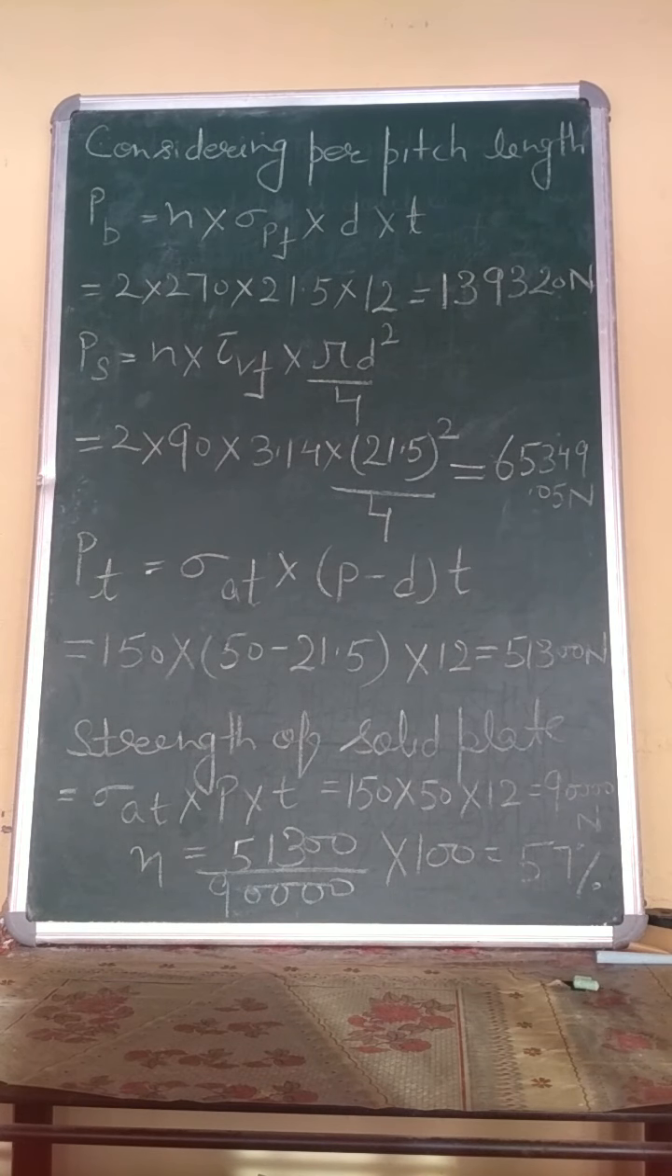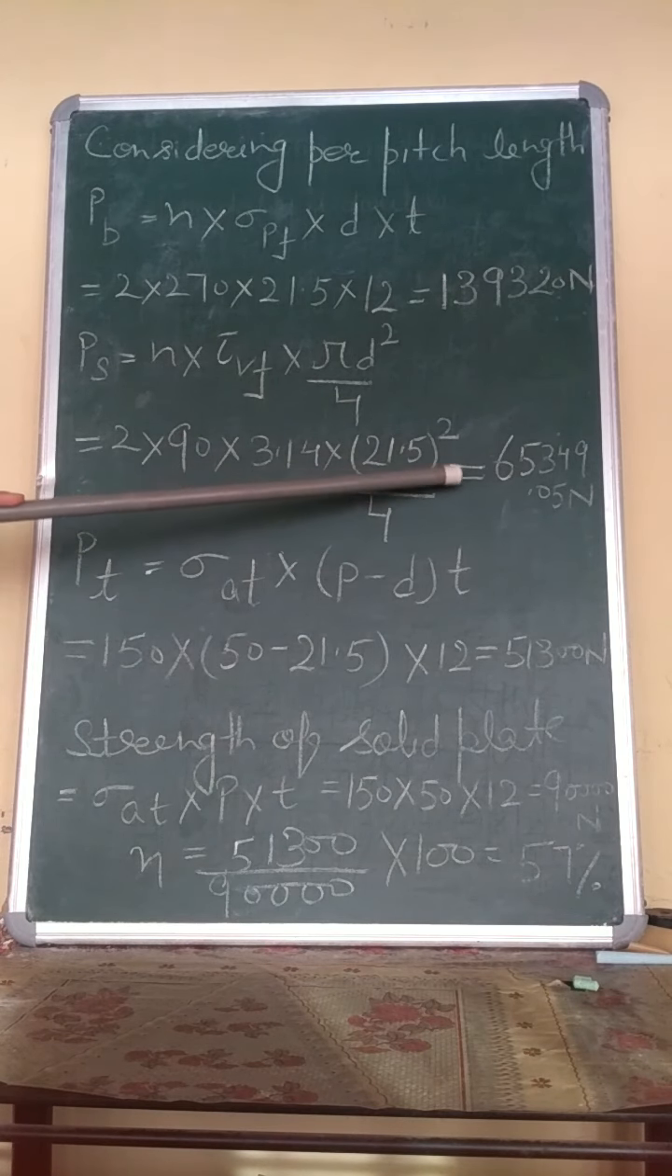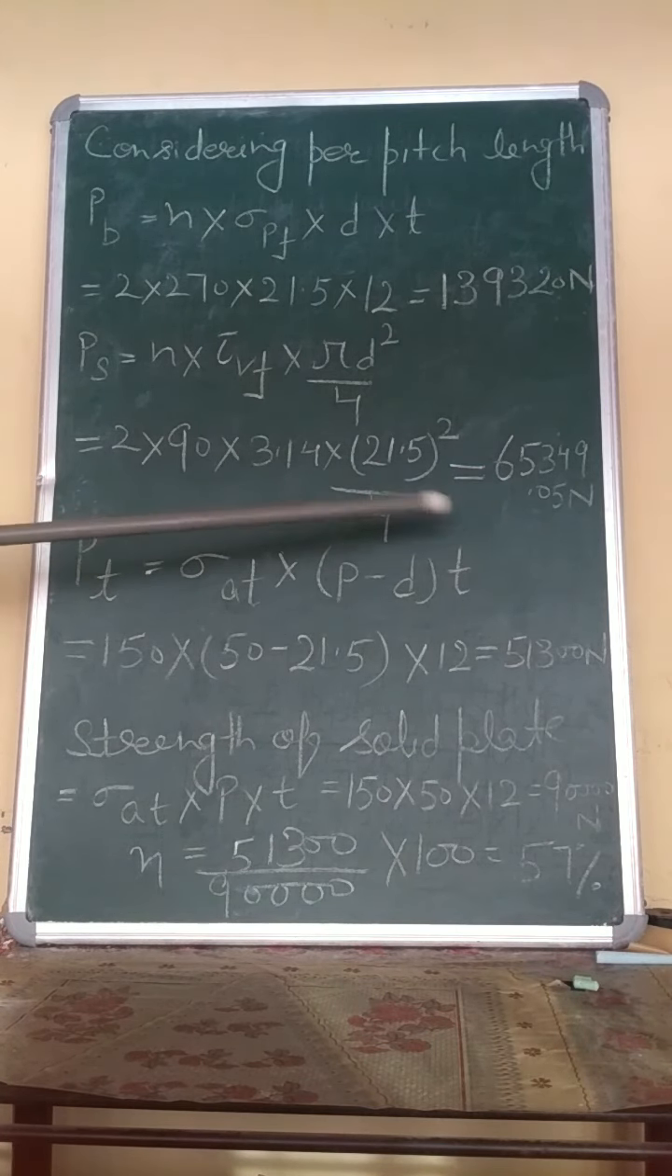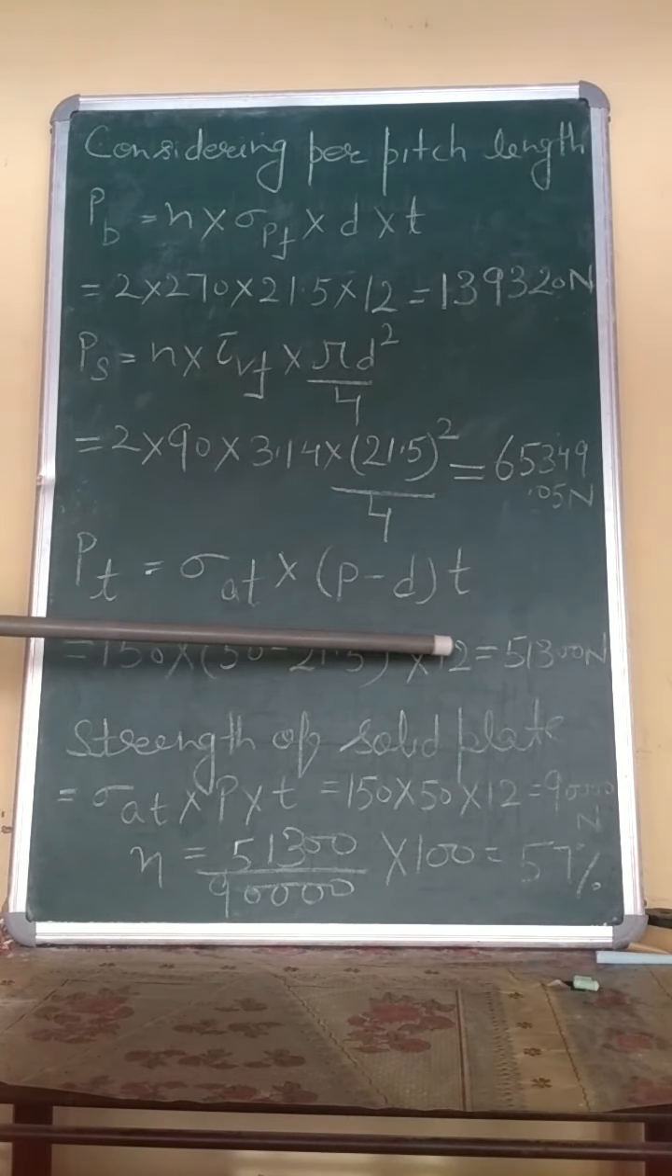Now, considering per pitch length, the bearing strength of the riveted joint PB is equal to N into sigma PF into D into T. Putting all these values in the equation, we get 139320 Newton, the value of PB. Similarly, putting the values in the equations of PS and PT, we get PS is equal to 65349.05 Newton and PT is equal to 51300 Newton.